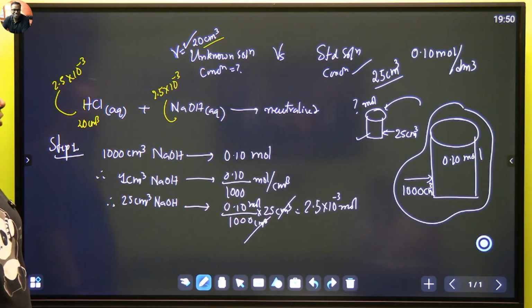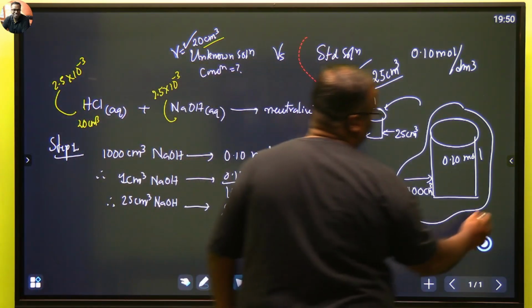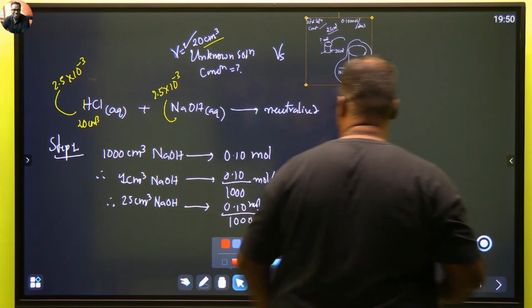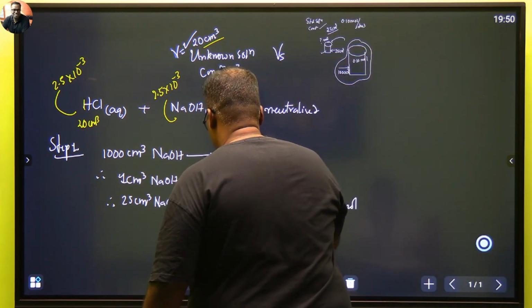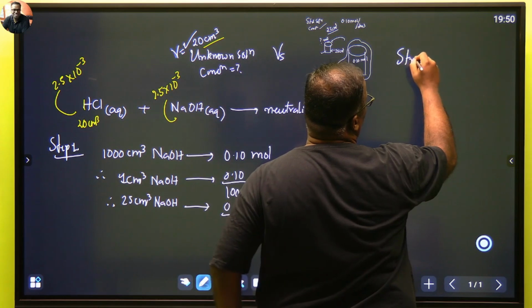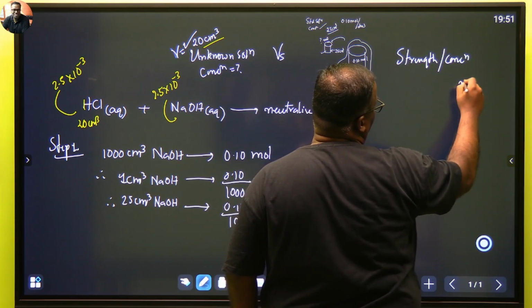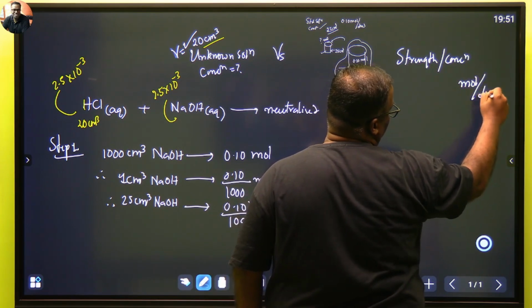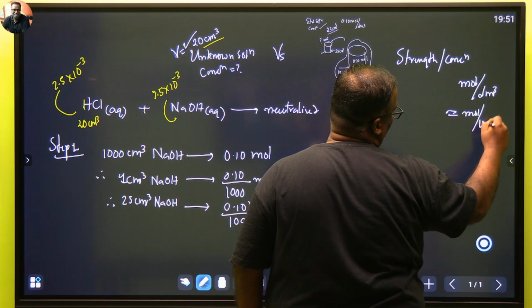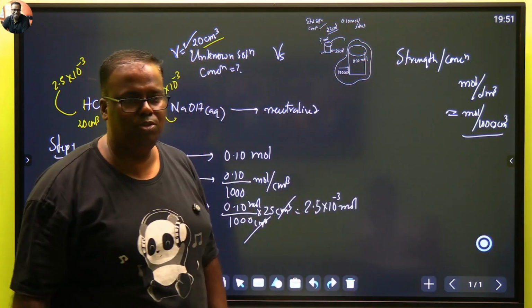Now we have to find the strength of HCl, right? So let's find the strength of HCl. Let's make this smaller now. This is no more needed. Strength means you have to comment on the strength, or in other words, you have to comment on the concentration. Your final answer should be moles per dm cube, which is the same as moles per 1000 cm cube. Right? Because 1000 cm cube is 1 dm cube.